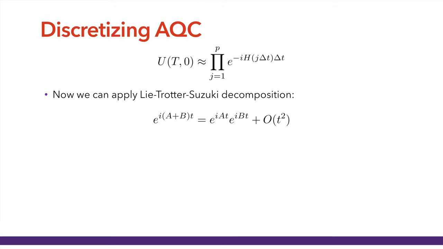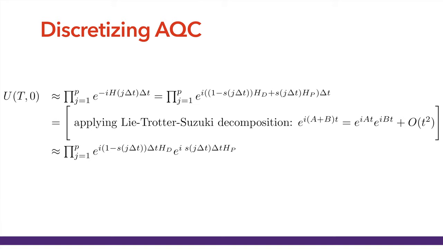And now we can apply the Suzuki-Trotter decomposition to it. By applying the decomposition, we can decompose the H of j delta t, which still has non-commuting terms in it, and break it down into things that we can simulate, namely the exponent of Pauli X and the exponent of Pauli Z's. And by applying this decomposition, we get something that should be very familiar to you. Namely, we get back our QAOA ansatz.